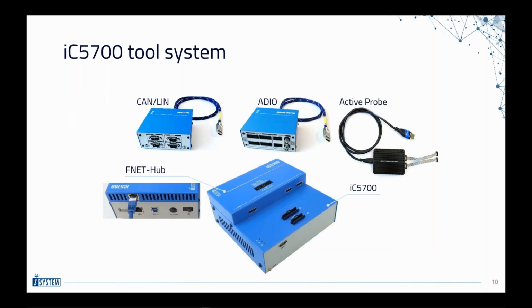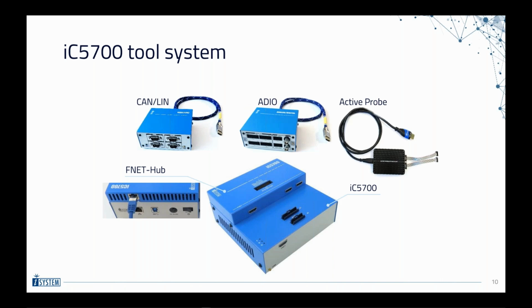iSystem tools are built around the IC5700 debugger. The specialty is the expandability of the debugger with several add-on modules. In the picture, first is the CAN-LIN add-on module used for network analyzing. We can analyze CAN-LIN buses and inject messages to the buses.